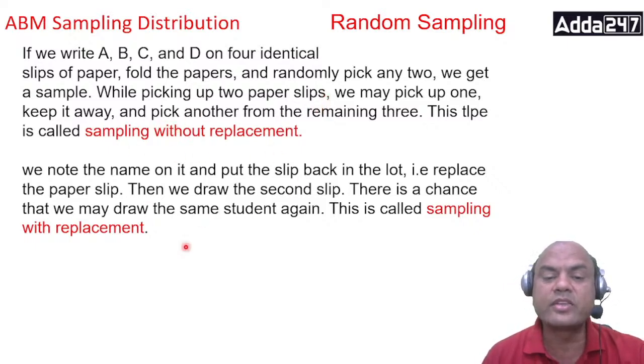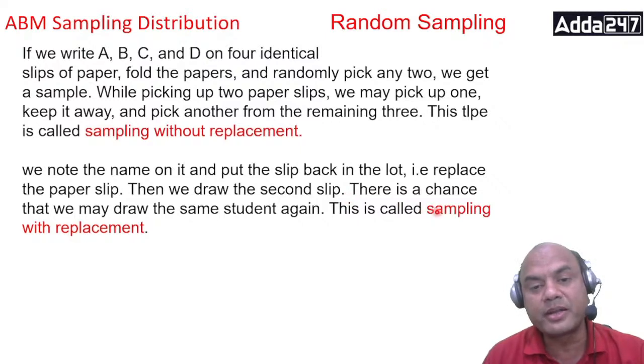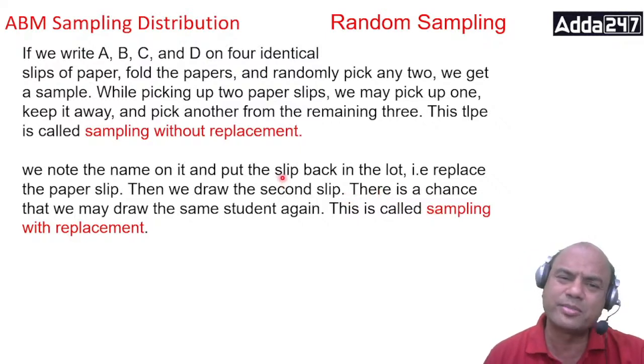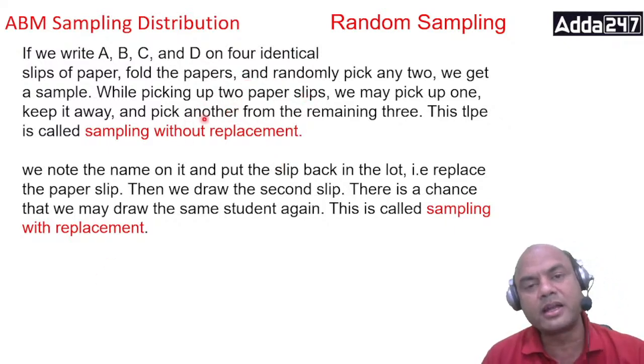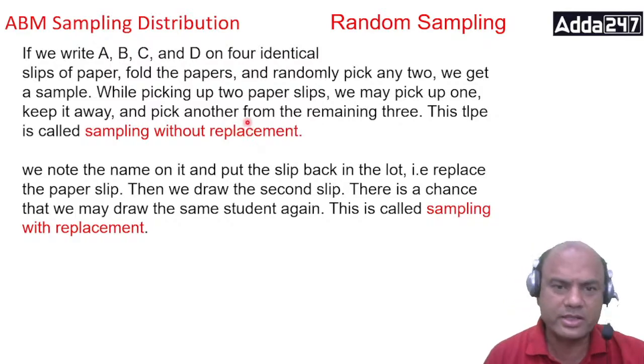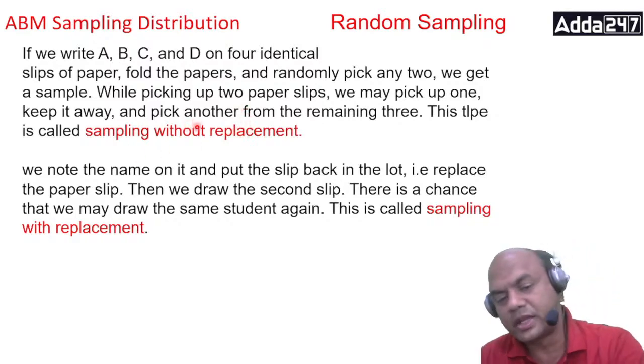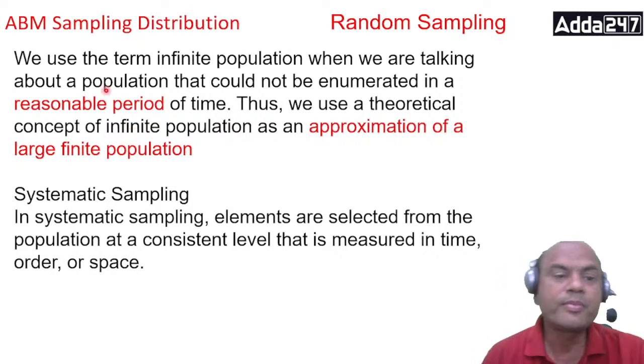And the second thing is with replacement. Suppose I pick this slip D, see the name on it, and put it back inside that same jar. Then it will be called with replacement. We have seen this many times, right? With and without. Whenever I take any slip and don't put it back in that box, that is without. And this is with.